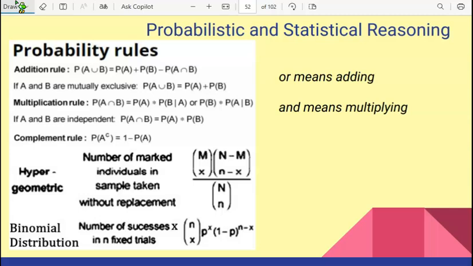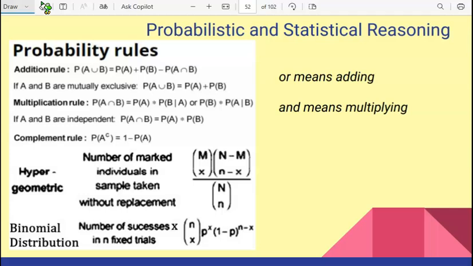Hypergeometric is the number of marked individuals in a sample taken without replacement. We have M given X times N minus M given N minus X, divided by capital N given lowercase n. A binomial distribution is the number of successes X in n fixed trials: n given X times the probability to the X power times the complement of the probability to the n minus X power.